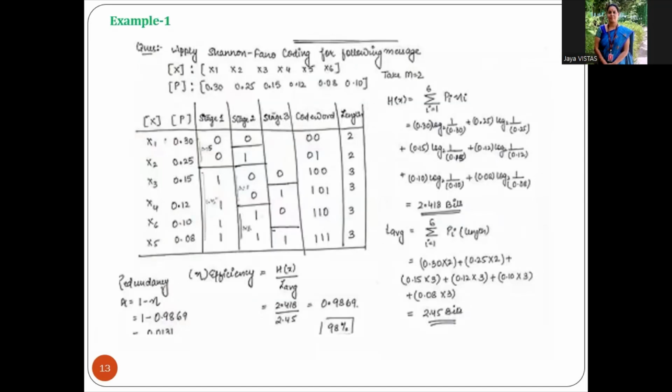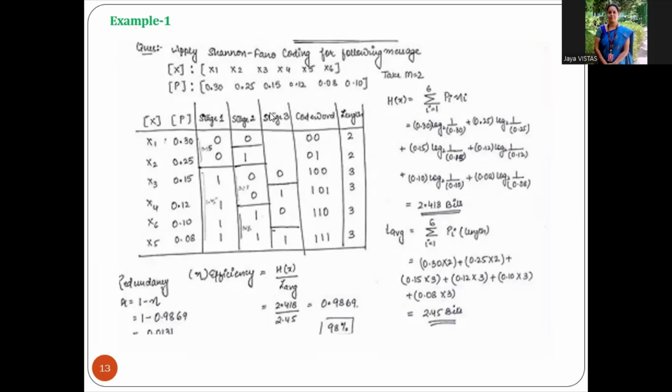Example 1. Apply the Shannon-Fano coding for the following message or source. The symbols are x1, x2, x3, x4, x5, x6. Totally 6 symbols, and the corresponding probabilities are 0.30, 0.25, 0.15, 0.12, 0.08 and 0.10. So this is the problem. Then what is the solution?